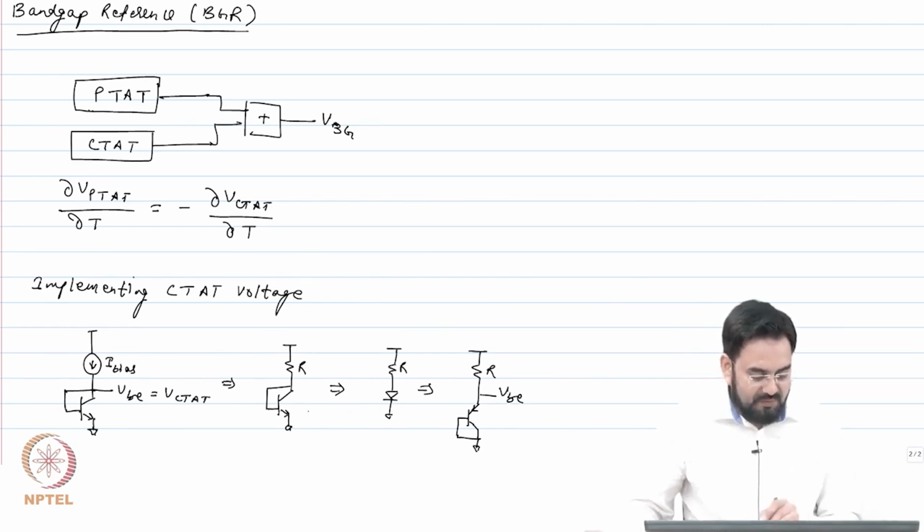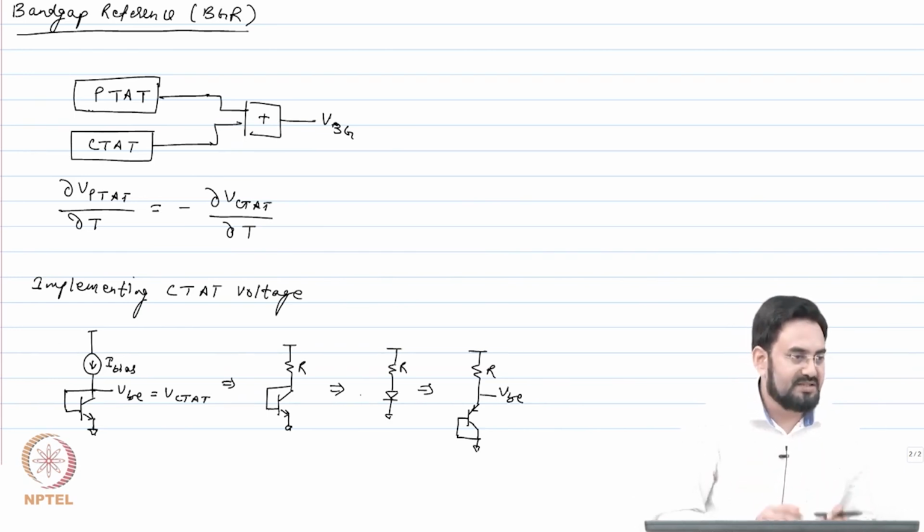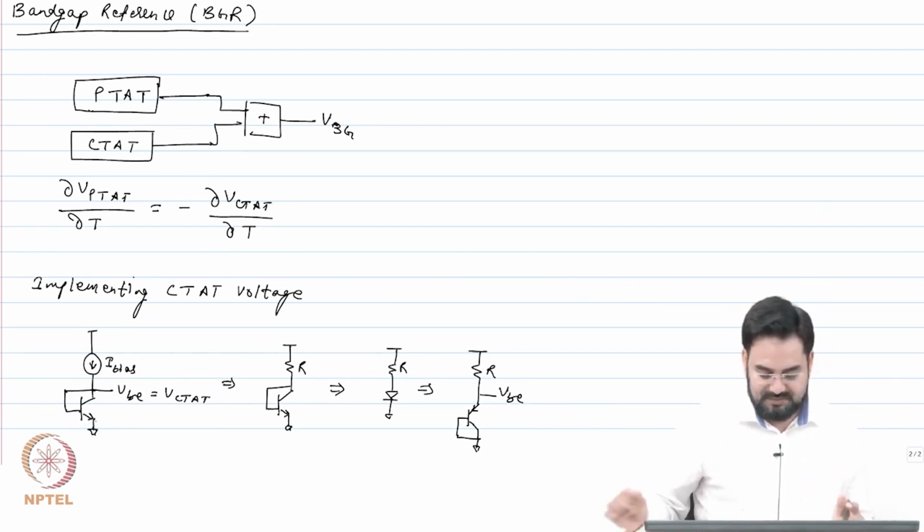So, irrespective of what you use, in my circuits I will draw the diode instead of drawing PNP or NPNs. So, by default you understand that you have to replace that with a diode connected NPN or diode connected PNP.